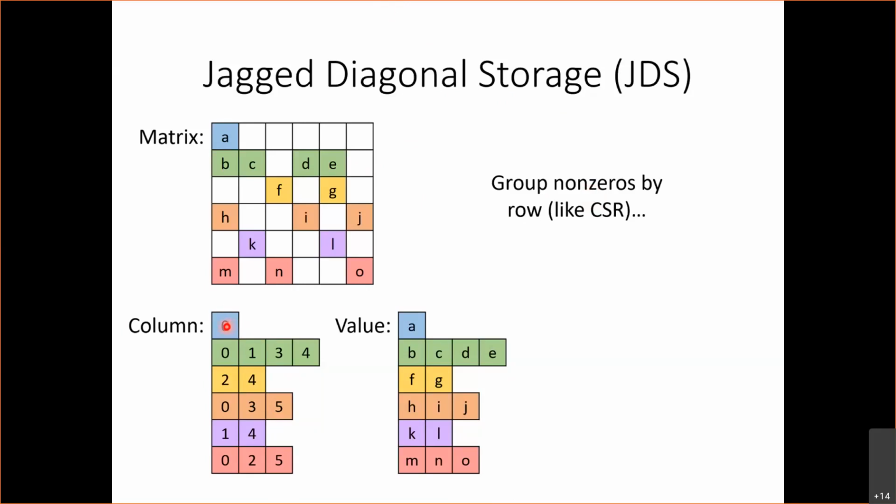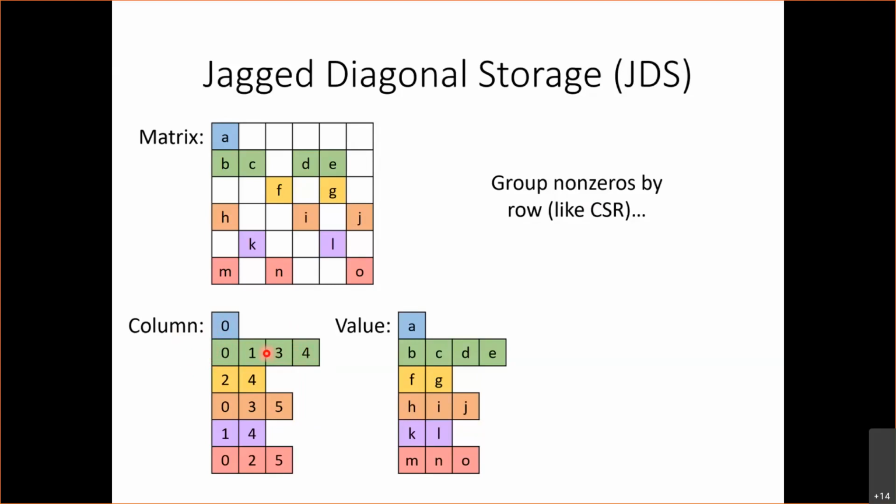Now, if you remember, the problem with CSR and with ELL is that different threads were processing different rows, and threads that were next to each other could be assigned to rows that have a significantly different number of non-zeros. So the row that thread 0 is responsible for has 1 non-zero. The row that thread 1 is responsible for has 4 non-zeros. So what can I do?